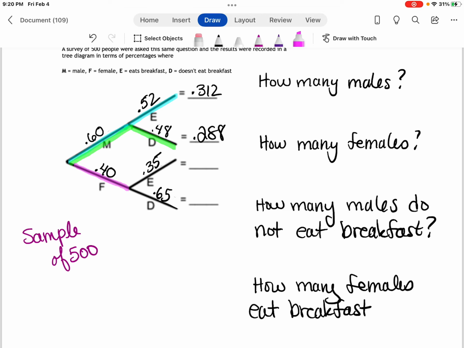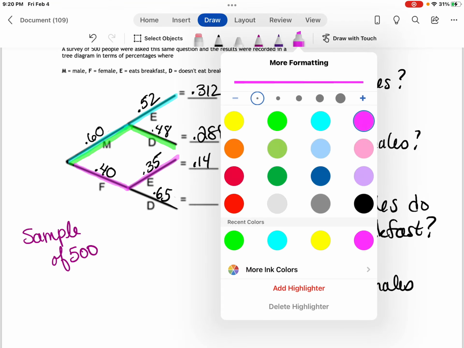Now if we go down the path that's female, 40% are females, and of the females, 35% eat breakfast. If I multiply 0.40 times 0.35, that gives me 0.14. So the probability of getting a female that eats breakfast is 0.14.